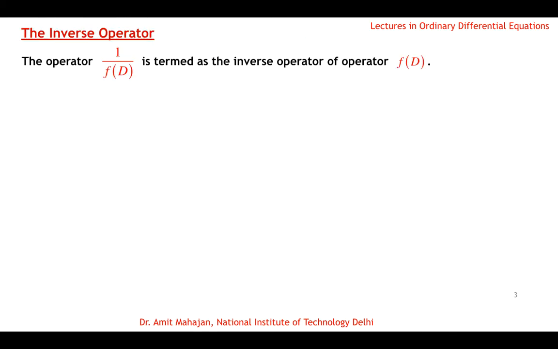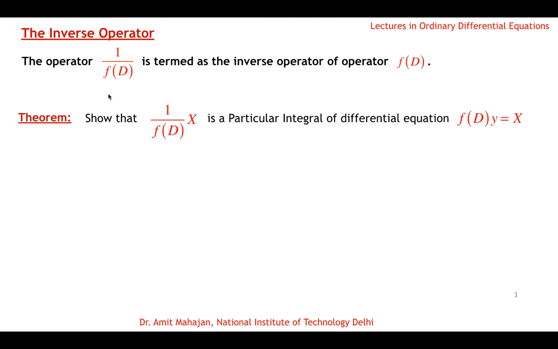First we define the inverse operator. The operator 1 over f(D) is termed as the inverse operator of f(D). So if you have a functional differential operator, then 1 over f(D) is the inverse operator of this function. We have to find one particular solution of the non-homogeneous equation, and that one particular solution we can calculate using this theorem, which tells us what that one particular solution will be.